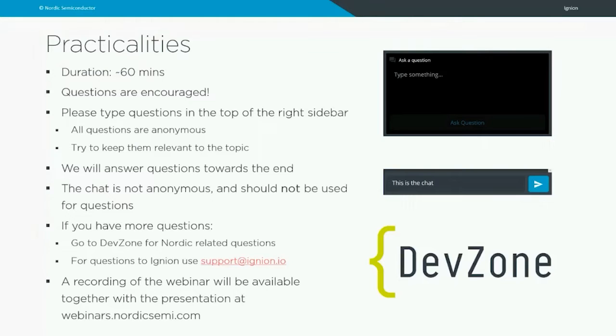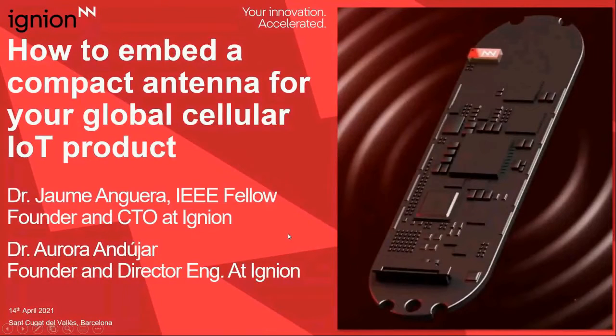Okay, thank you, Peter. So welcome to this presentation on how to embed a compact antenna for your global cellular IoT product. It has been prepared by Ignion. You are in the correct webinar. We changed the name of the company from Fractus Antennas to Ignion. You can guess Ignion comes from the word ignite, and the purpose of our virtual antenna technology is to ignite your connectivity and accelerate your innovation of your IoT device.